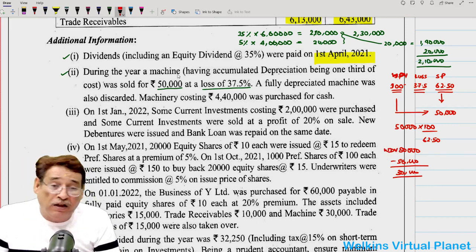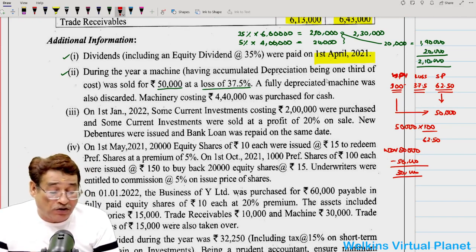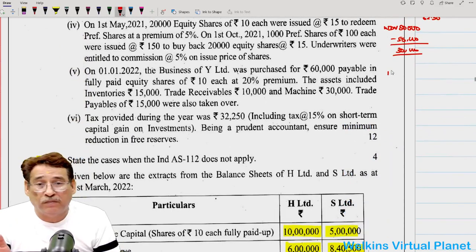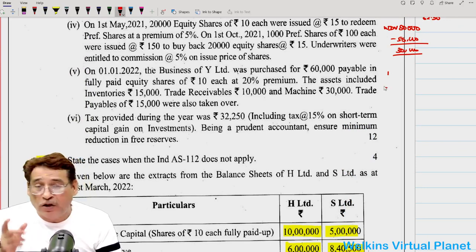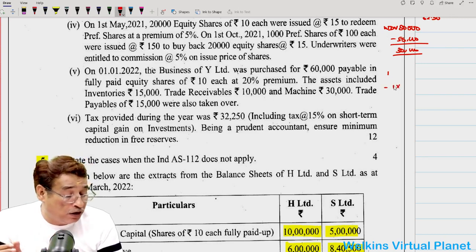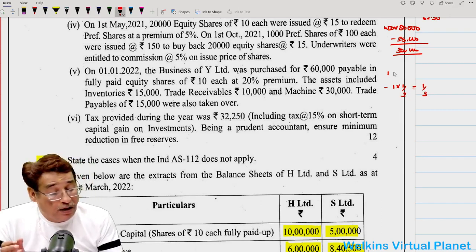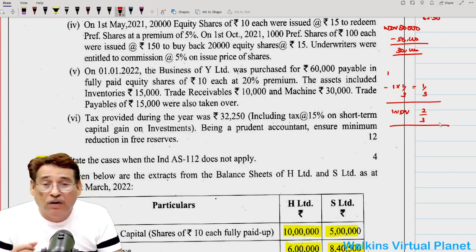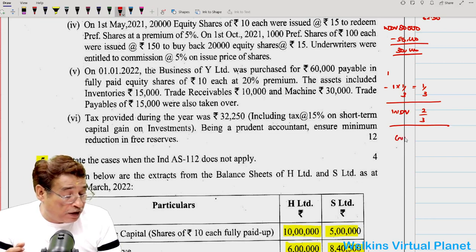Question says that during the year, a machine having accumulated depreciation being one third of the cost. Now try to understand. Suppose my cost is 1. And question says that accumulated depreciation is one third of the cost. Now cost is 1, so one third is accumulated depreciation. Now if this is my cost and one third is the depreciation, what will be the written down value? Written down value will be equal to 2/3. So I know now that if written down value is equal to 2 by 3, then my cost must be equal to 1, isn't it or not?